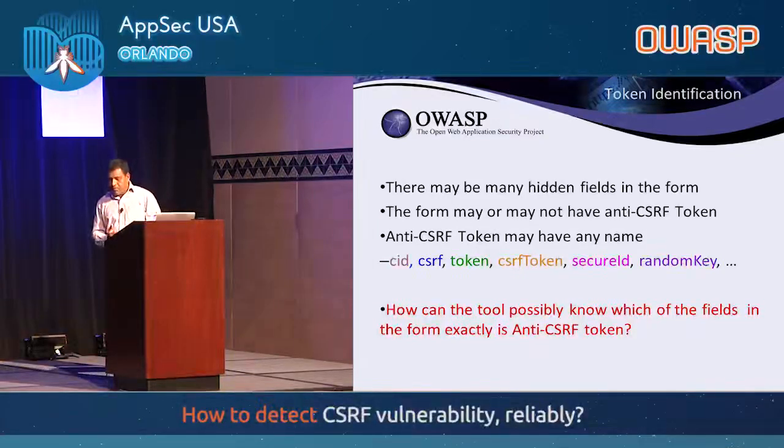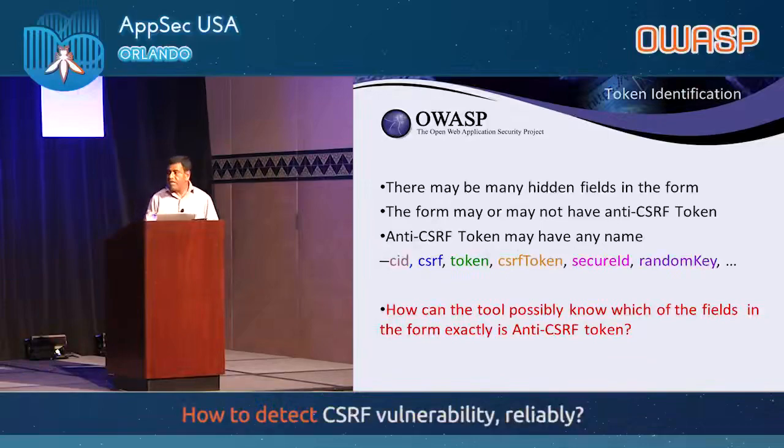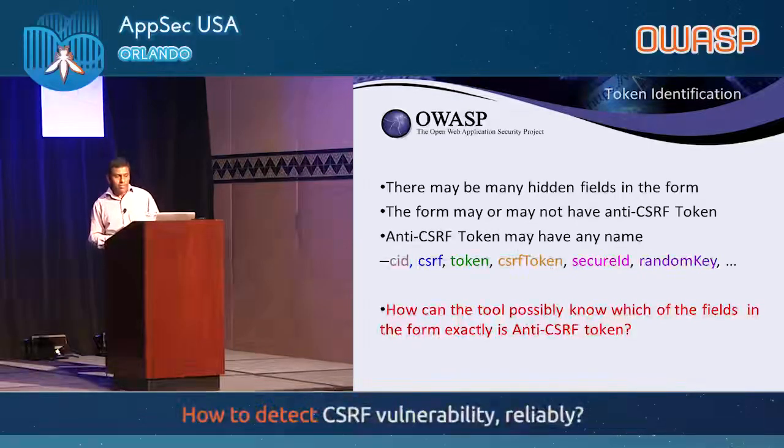Now, we all know that a CSRF token is just a hidden field within your form, and it's populated and things like that. So the tool has to identify that. But the problem is, your form may have a number of hidden variables. It's your business logic. You may need multiple hidden variables within your form. So let's think of a situation where there are 10 hidden variables within your form.